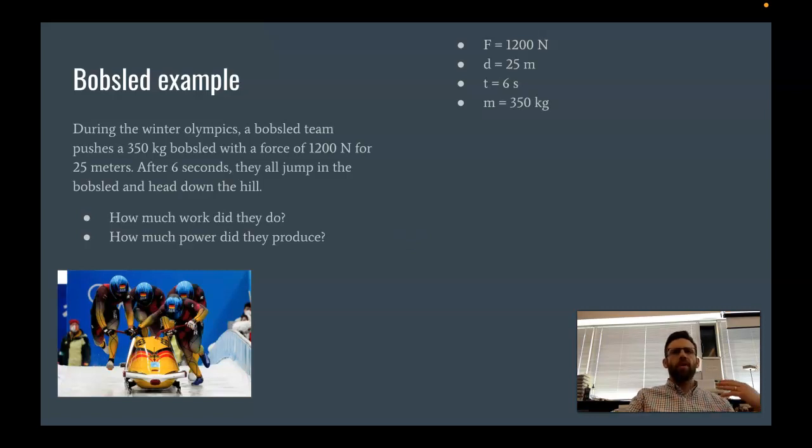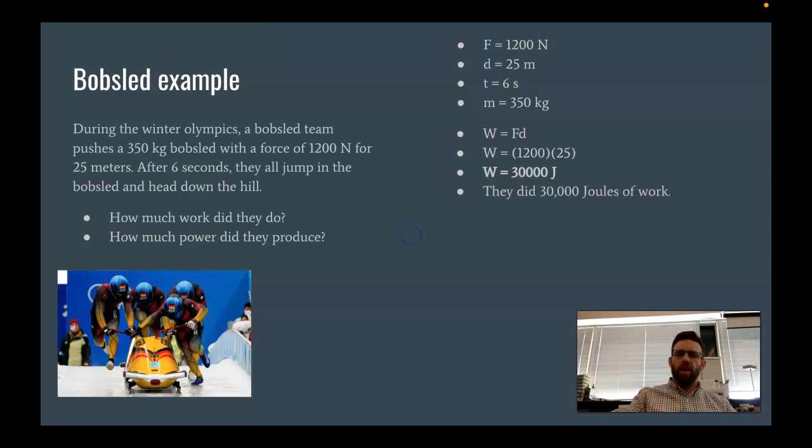All right, so let's think about what equations we need to find work and to find power. One equation that we were just introduced to is work is force times distance. So I have force and I have distance, so I can figure out work pretty easily by multiplying those two numbers. So I'm going to multiply 1,200 times 25, and I get 30,000. And again, the units are joules, so I'd say my work is equal to 30,000 joules. Or I could also say they did 30,000 joules of work.